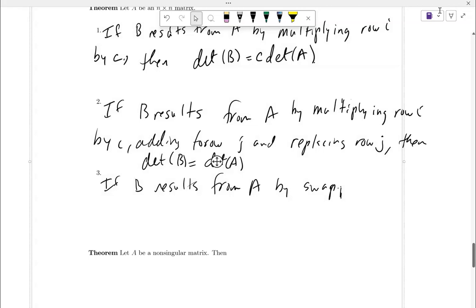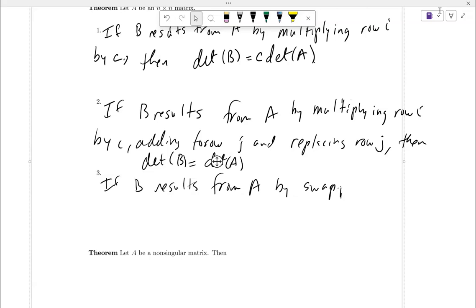Guess I'll write it on the board and talk, so when somebody's watching the recording, swapping row i and row j. Then what's the relationship between the determinant of B and the determinant of A? Yeah, it's the negative of it, right? Okay.